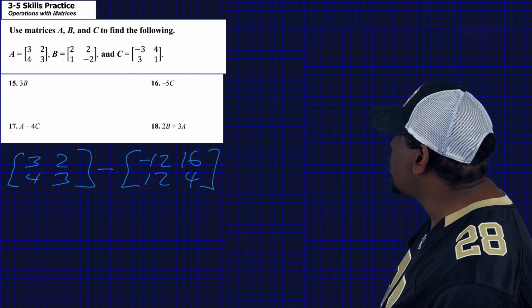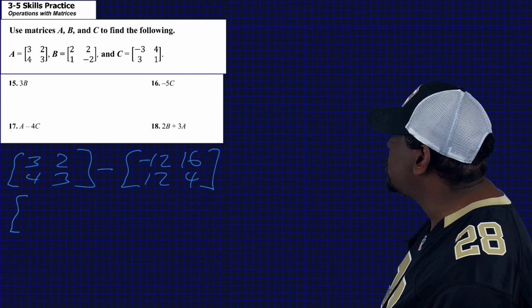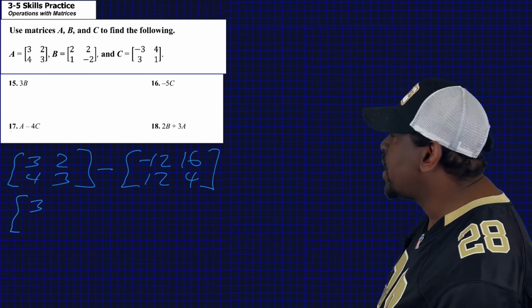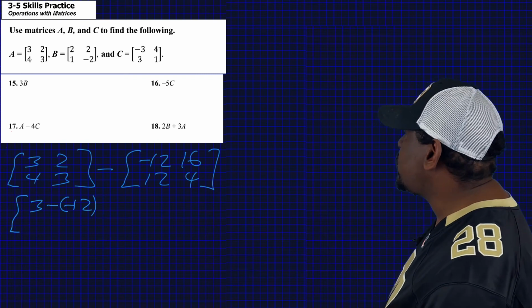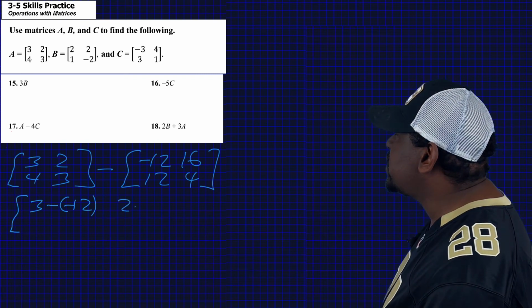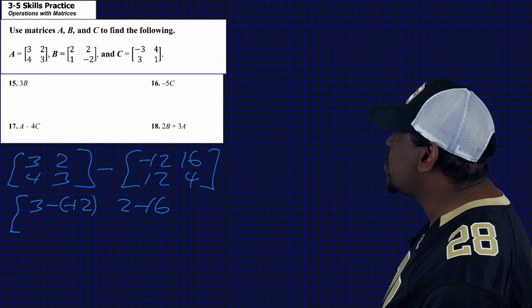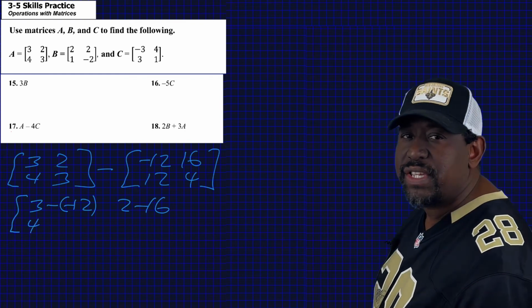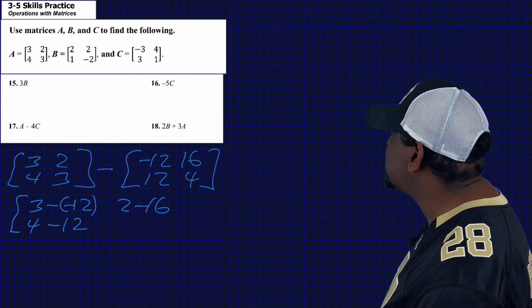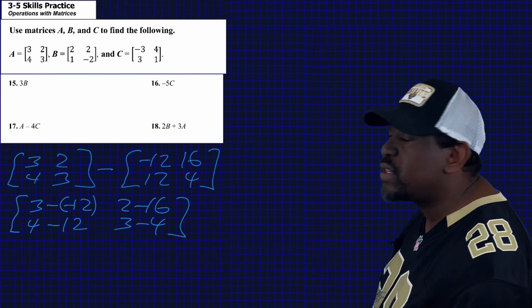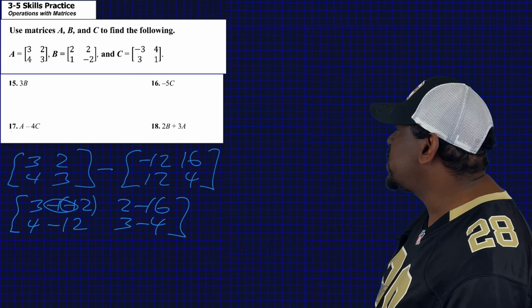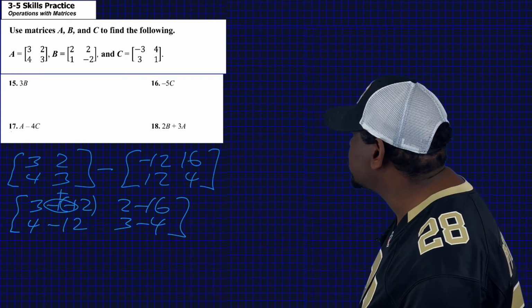So in our first row, our calculation should be what? What do you think they're going to be? Let's try 3 minus -12. And what's the second calculation in that first row going to be? Yeah, you're right, 2 minus 16. Then in our second row, we will have 4 minus 12, and we will have 3 minus 4.